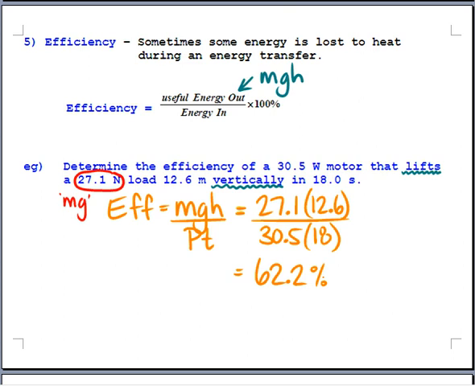What happened to the other 38-ish% of the electrical energy we put in? Well, it made that little electric motor warm, right? It got wasted as heat. So that's what efficiency calculations look like. You really just have to figure out that energy out piece, which I don't think is too bad.